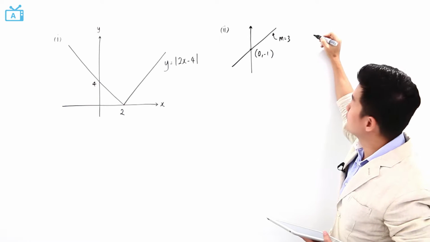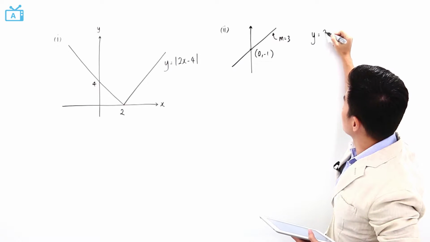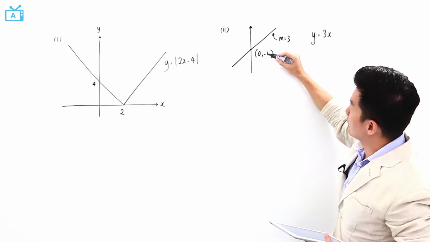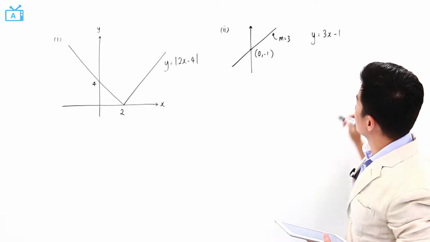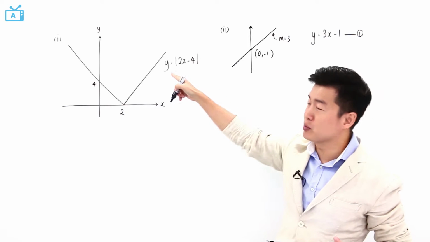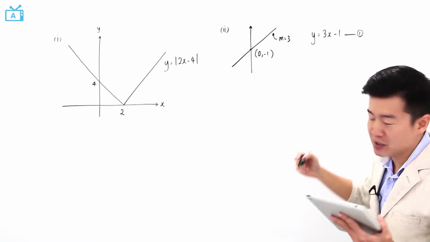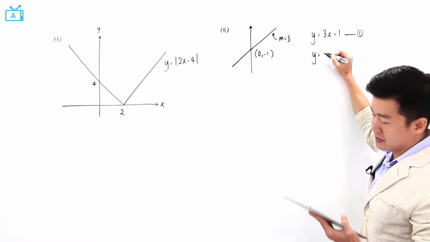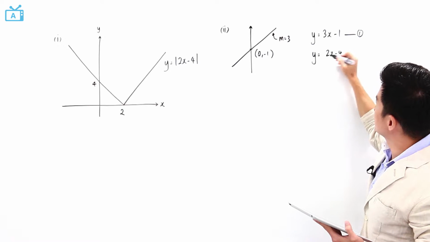Which means that the equation of this line is going to be y is equal to 3x, the gradient is 3, and the y-intercept is equal to -1. So we have this. I'm going to call this equation number 1. Equation number 2 is going to be the equation that we have from the previous part of the question. So y is equal to |2x - 4|.